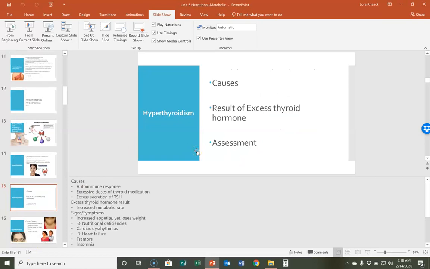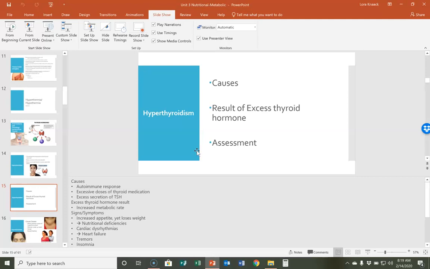Common causes: this can be an autoimmune response, where the thyroid is just going too much. Excessive doses of thyroid medication. If this is a person that's been hypothyroid before and is taking additional thyroid medication, maybe now it's too much for the body for whatever reason, and they're starting to get hyperthyroidism. Or an excess secretion of TSH. Maybe the pituitary gland is malfunctioning. It's not getting the right signal, so it thinks that the thyroid needs to kick it up more.